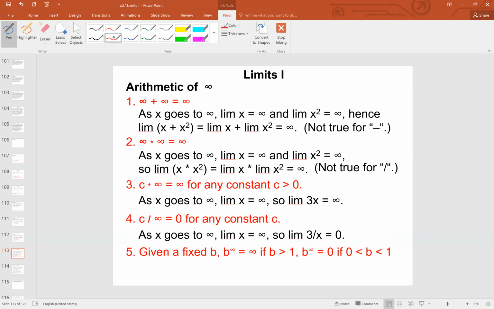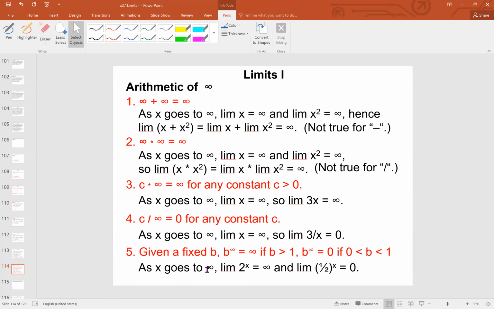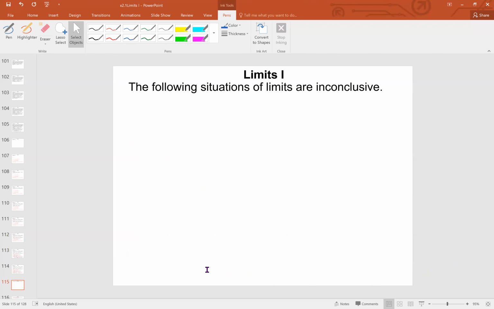That's kind of interesting, and it separates numbers into two types. If I pick a number between 0 and 1 and keep raising the power, the number will go to 0, becoming smaller and smaller. But if I take a number b greater than 1 and raise the power, b squared, b cubed, and so on, they will go to infinity. So this is an interesting behavior, and these are examples of them.